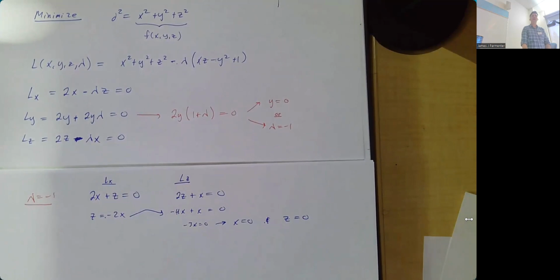What about y? We don't know what y is, right? We've only said lambda equals -1. It was lambda equals -1 or y equals 0. We're using the lambda equals -1.